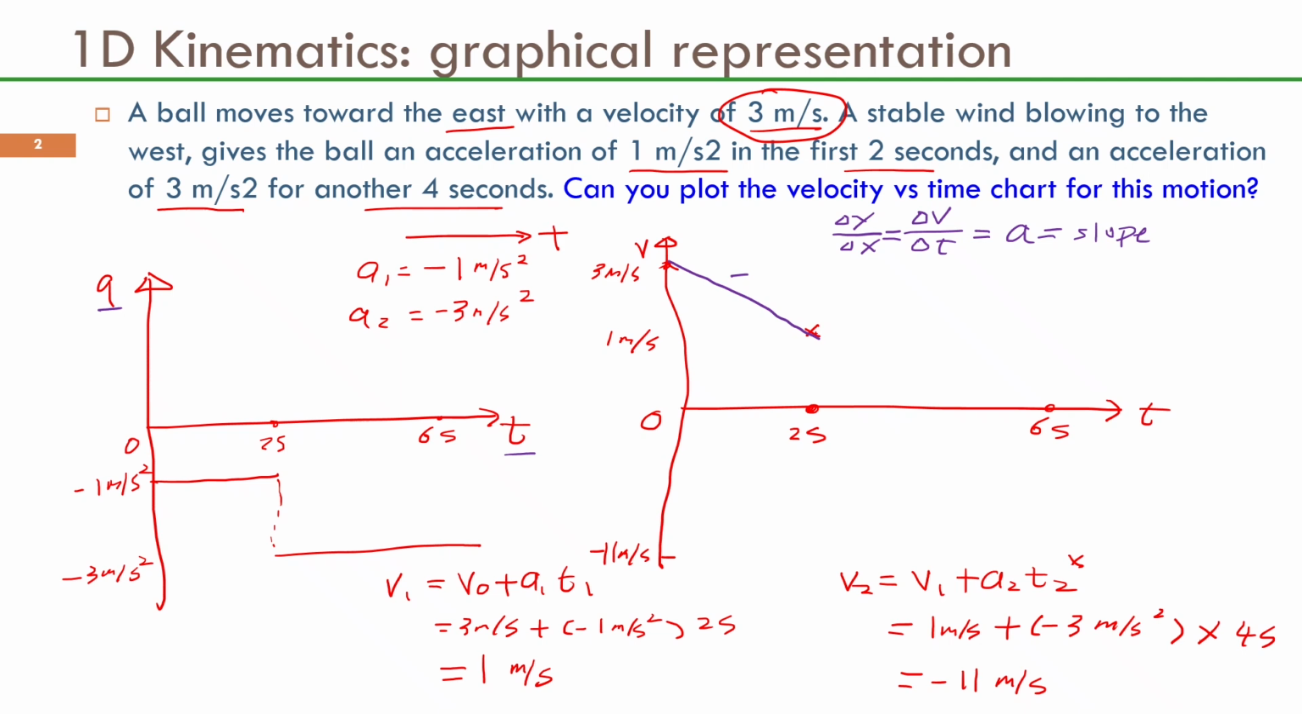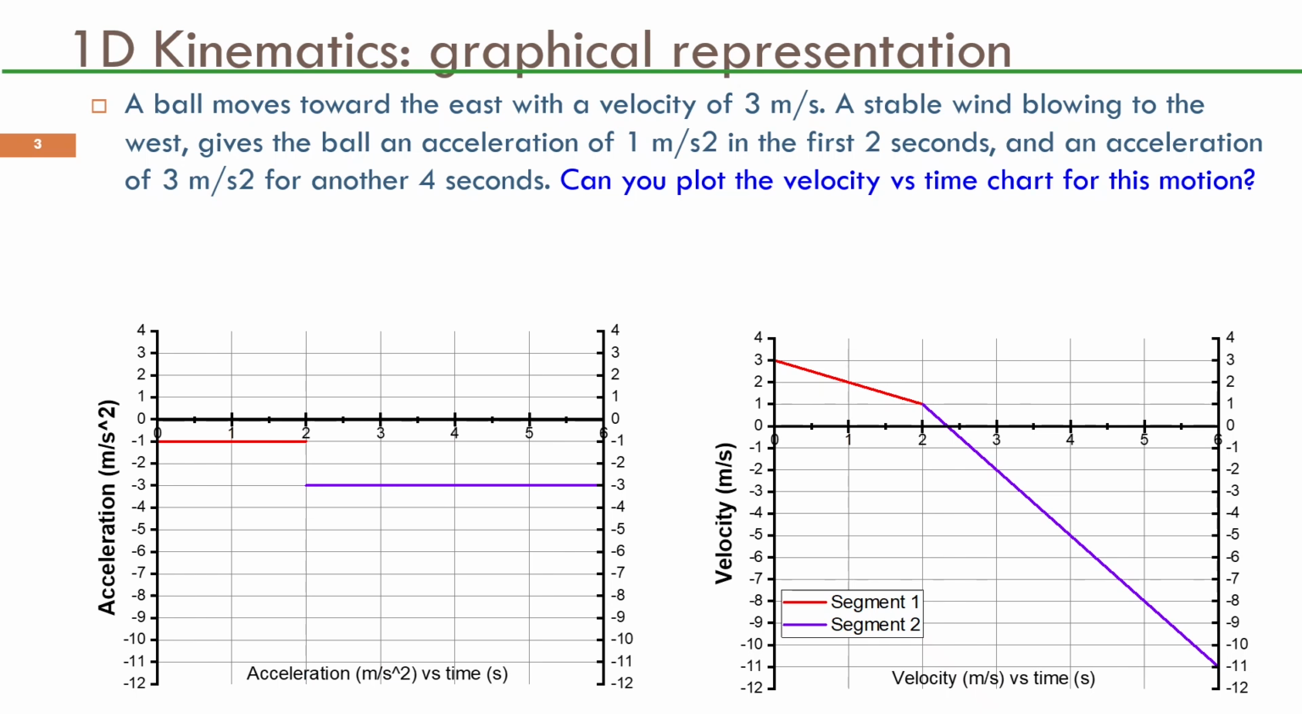and this slope is minus 1 meter per second squared. And similarly, from 2 seconds to 6 seconds, my acceleration is constant too, minus 3 meter per second squared. So connecting here and here, this should be another straight line, and the slope is minus 3 meter per second squared. So this is my velocity versus time chart. Of course, this doesn't look very pretty, so I plot them in a software, which looks much better, right?